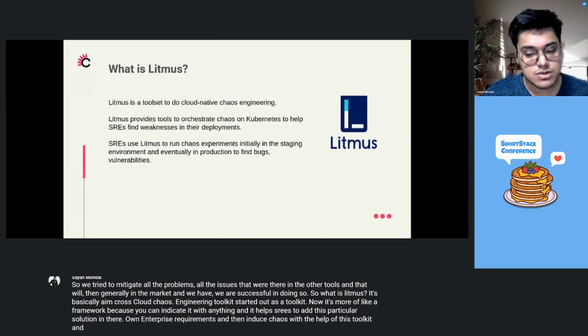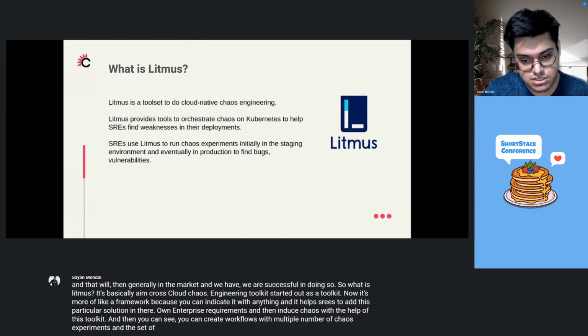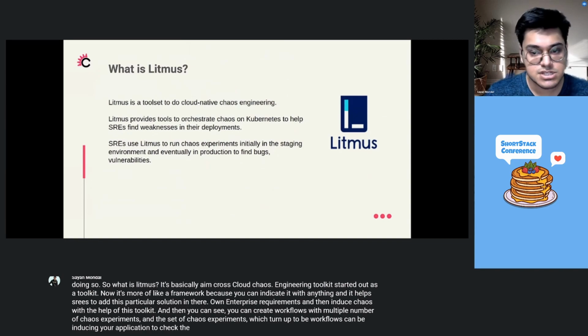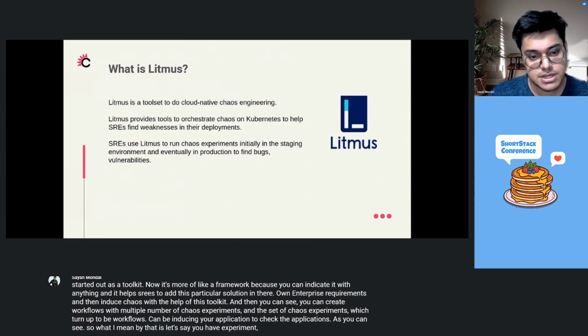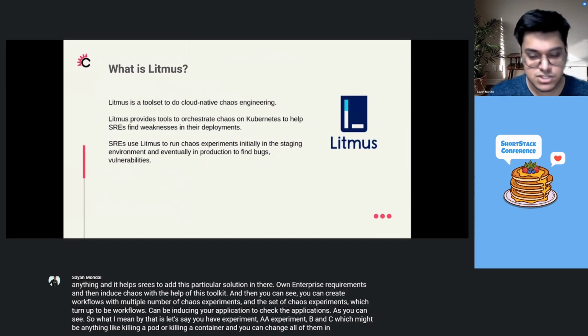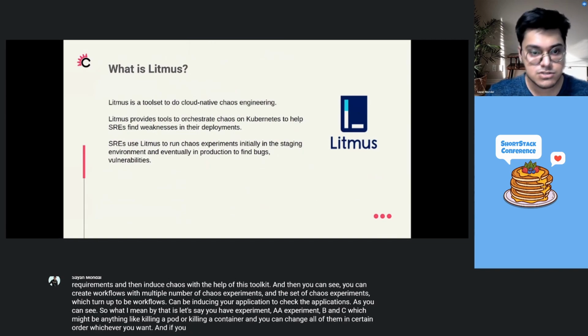And then you can create workflows with multiple chaos experiments, and this set of chaos experiments, which turn out to be workflows, can be induced on your application to check the application's resiliency. What I mean by that is, let's say you have experiment A, experiment B, and C, which might be anything like killing a pod or killing a container, and you can chain all of them in whichever order you want. And if you induce chaos on that, there are two concepts of steady state and hypothesis.